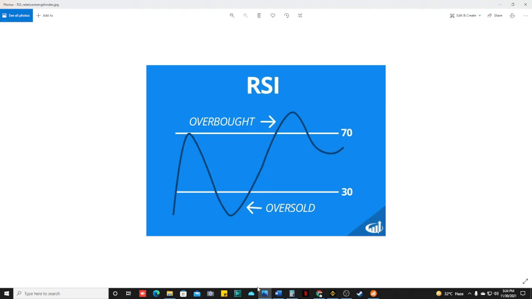So, that's it for our divergence strategy. I hope you learned about RSI and the Awesome Oscillator.